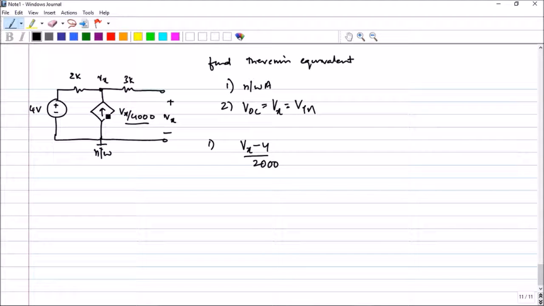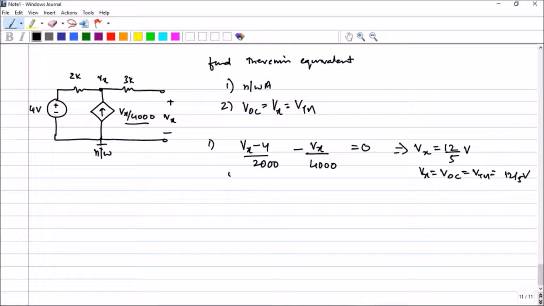In case they give it in milliamperes, you can do it directly. Otherwise, you will get a wrong result. So put it 2000, minus Vx by 4000. And this current will be 0 through the 3K. So this is equal to 0. So what will I get? I will get Vx equal to 12 divided by 5 volt. And this is nothing but the open circuit voltage, and this is nothing but the Thevenin voltage, 12 by 5.